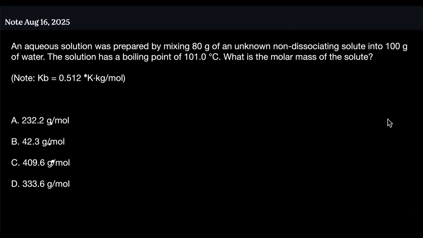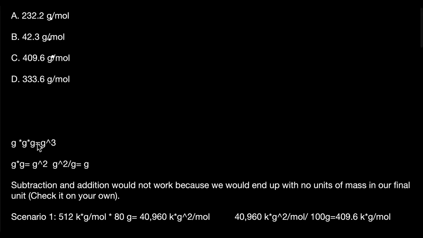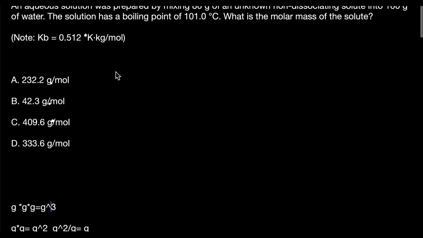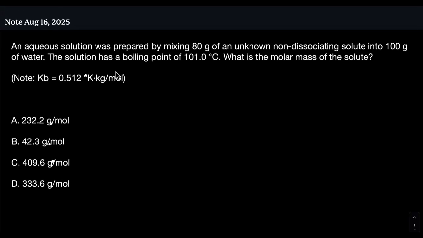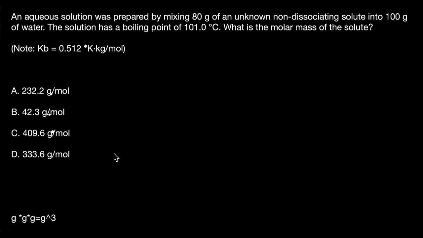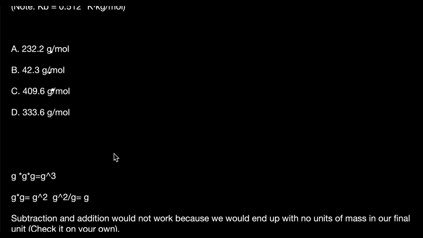So let's start with multiplication. Can we multiply all these three numbers? No, we cannot, because if we do that, the final unit is going to be grams to the power of 3. We do not have that here. So what's the next option? The next option would be if we want to end up with just one unit of mass, and when I say one unit of mass, I mean just a gram, not grams to the power of 2 or grams to the power of 3.